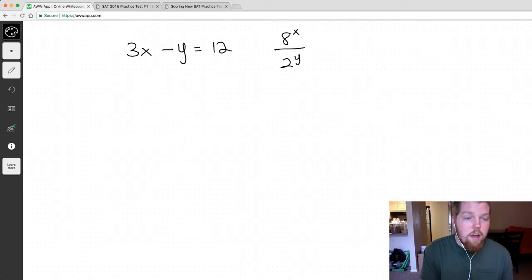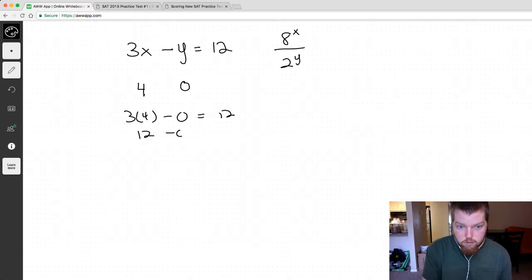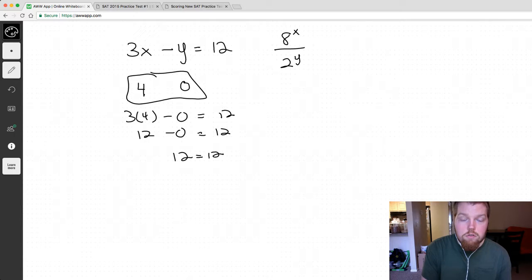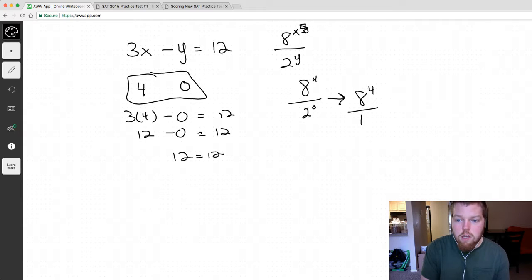Let's make up our own solution. If x is equal to 4 and y is equal to 0, then we'd have 3 times 4 minus 0 equals 12. 12 minus 0 equals 12. 12 equals 12, so that's a solution that works, 4 and 0. So if we had 8 to the 4th power, let's do a substitution down here, 8 to the 4th power over 2 to the 0 power. Anything to the 0 power is 1, so we'd have 8 to the 4th power over 1, which is 8 to the 4th power. Now what actually is 8 to the 4th power?